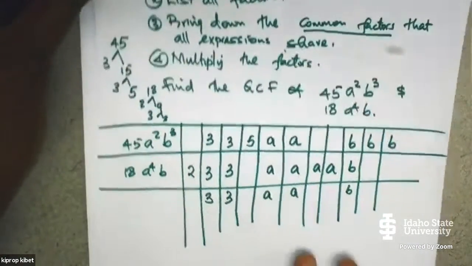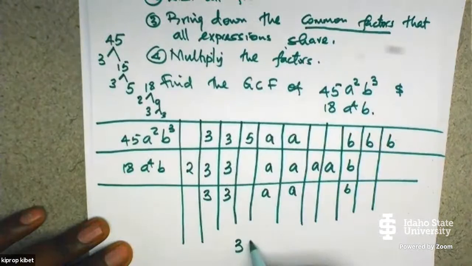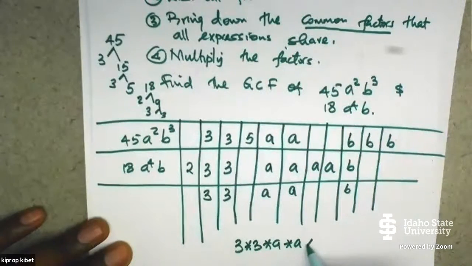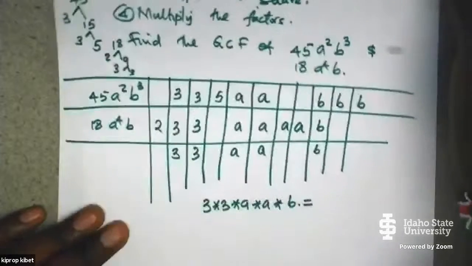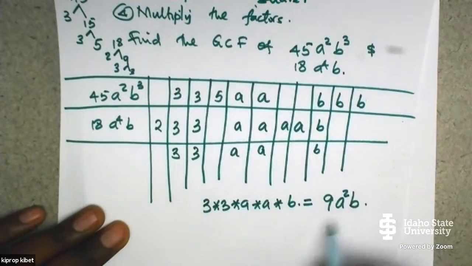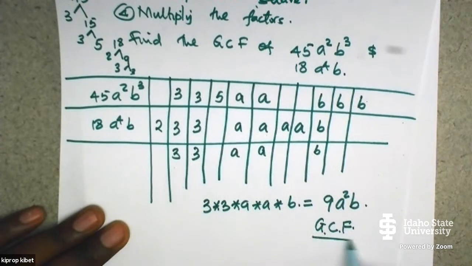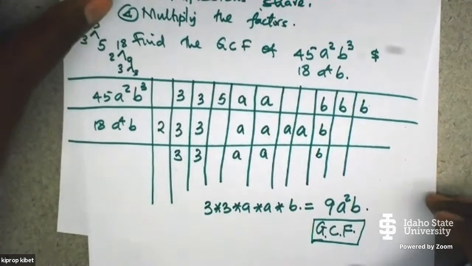Then we do what? We multiply the factors. So 3 by 3 by A by A by what? By B. So what do we get? 9A square B. And this one is our GCF. So this is our greatest common factor. Are we together? That is called greatest common factor.